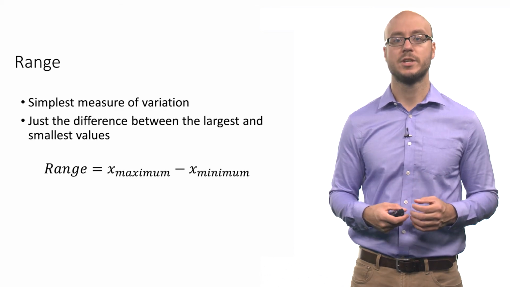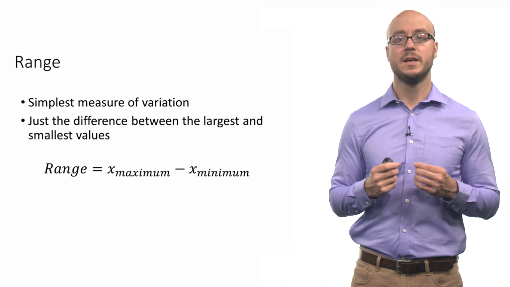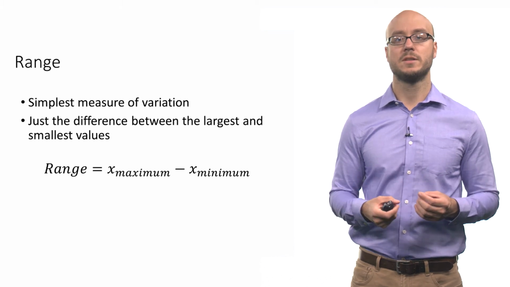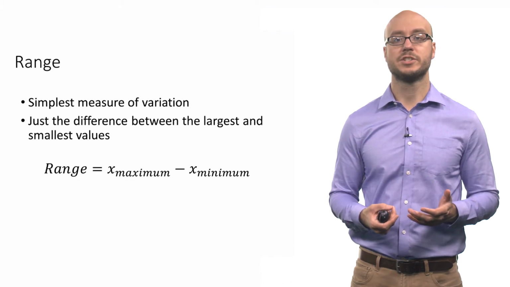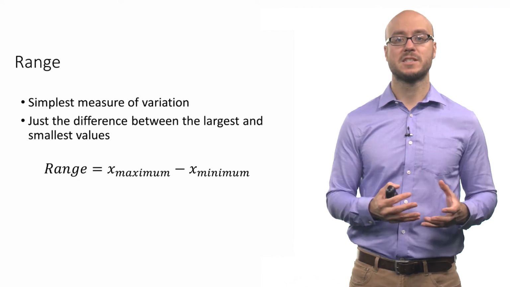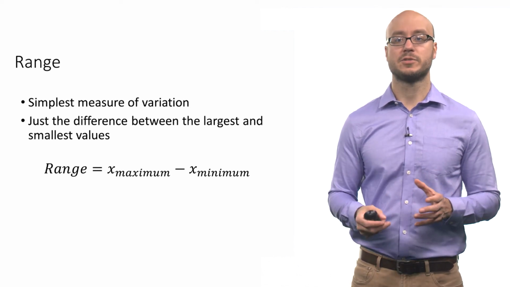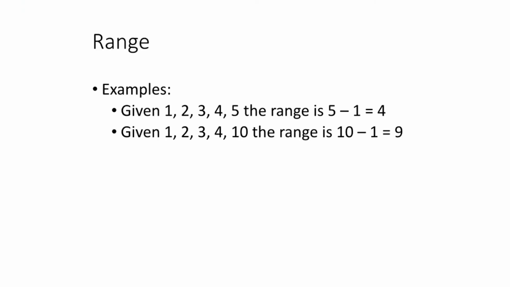So how do we look at how spread out a set of data points can be? Because these two small sets of observations really are different in terms of their variability. So we want a measure of variation. The simplest measure of variation in a set of observations is the range. The range is simply the difference between the largest and smallest values in a set of observations. To put it another way, you take the maximum x value and then you subtract the minimum value from that maximum. Let's look at a few examples.